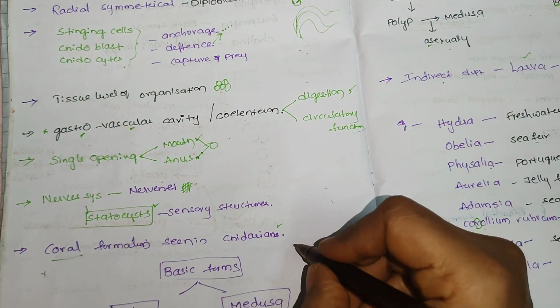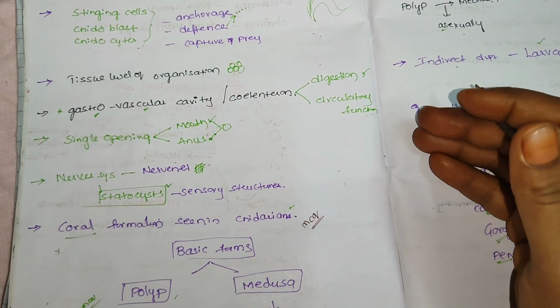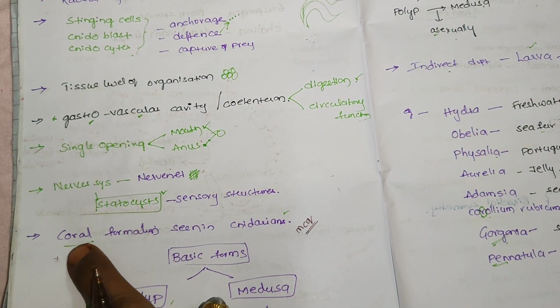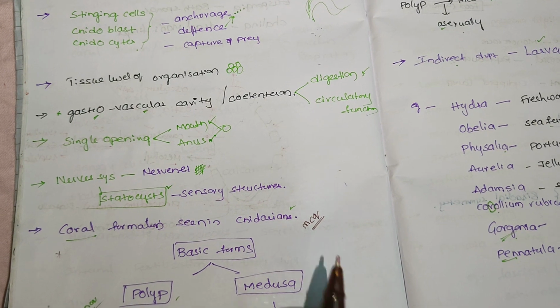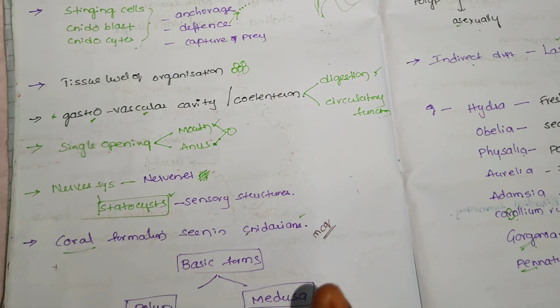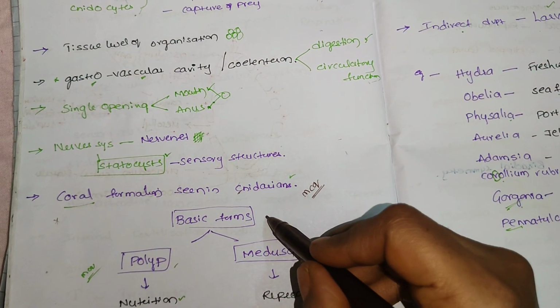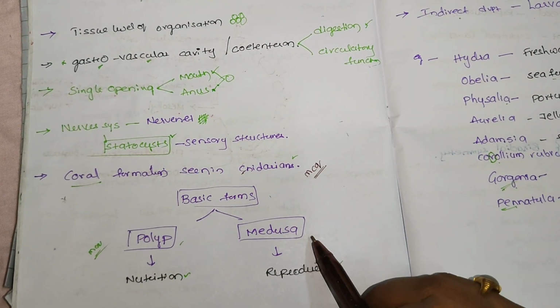They may ask in the MCQ, coral formation is done by which phylum? So you have to remember coral. C for Cnidaria. The C is silent here. This C indicates coral. You have to remember like that. Coral formation is seen in the Cnidaria. And it has two basic forms, that is polyp and medusa.